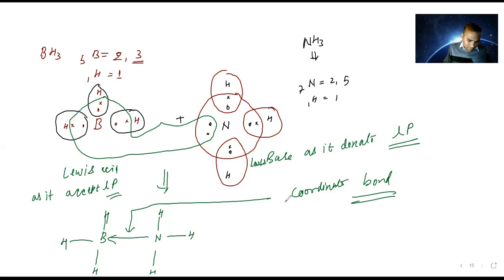Now, what do we have in your syllabus? I'm checking your syllabus for the next topic. They are talking about the types of acids. Okay, so let's see.